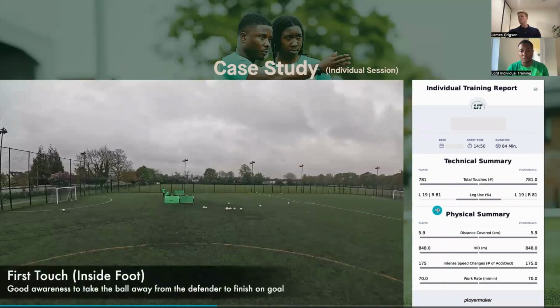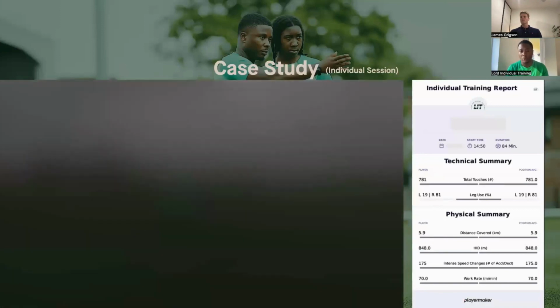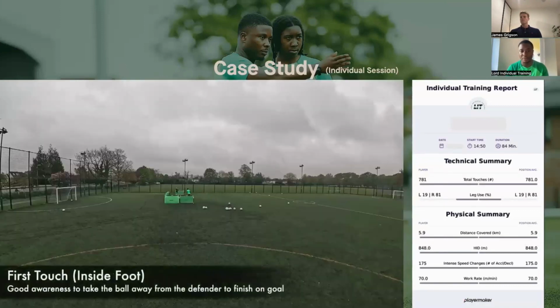And for us, when we're looking at it from an individual focus, at what they achieve within that one session, how can we break down that information across three or four sessions? We look at whether we are working towards our set aims and objectives for that individual player.